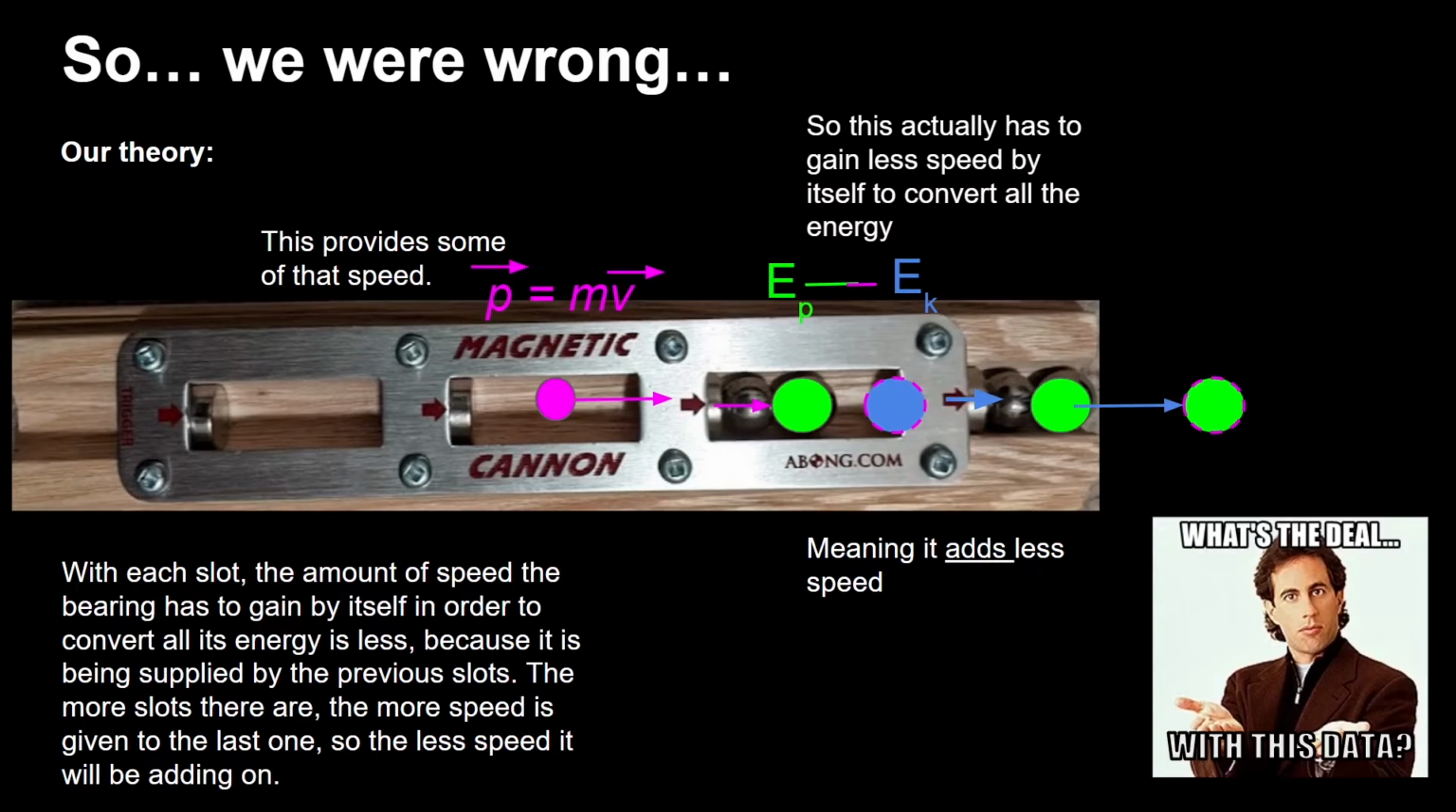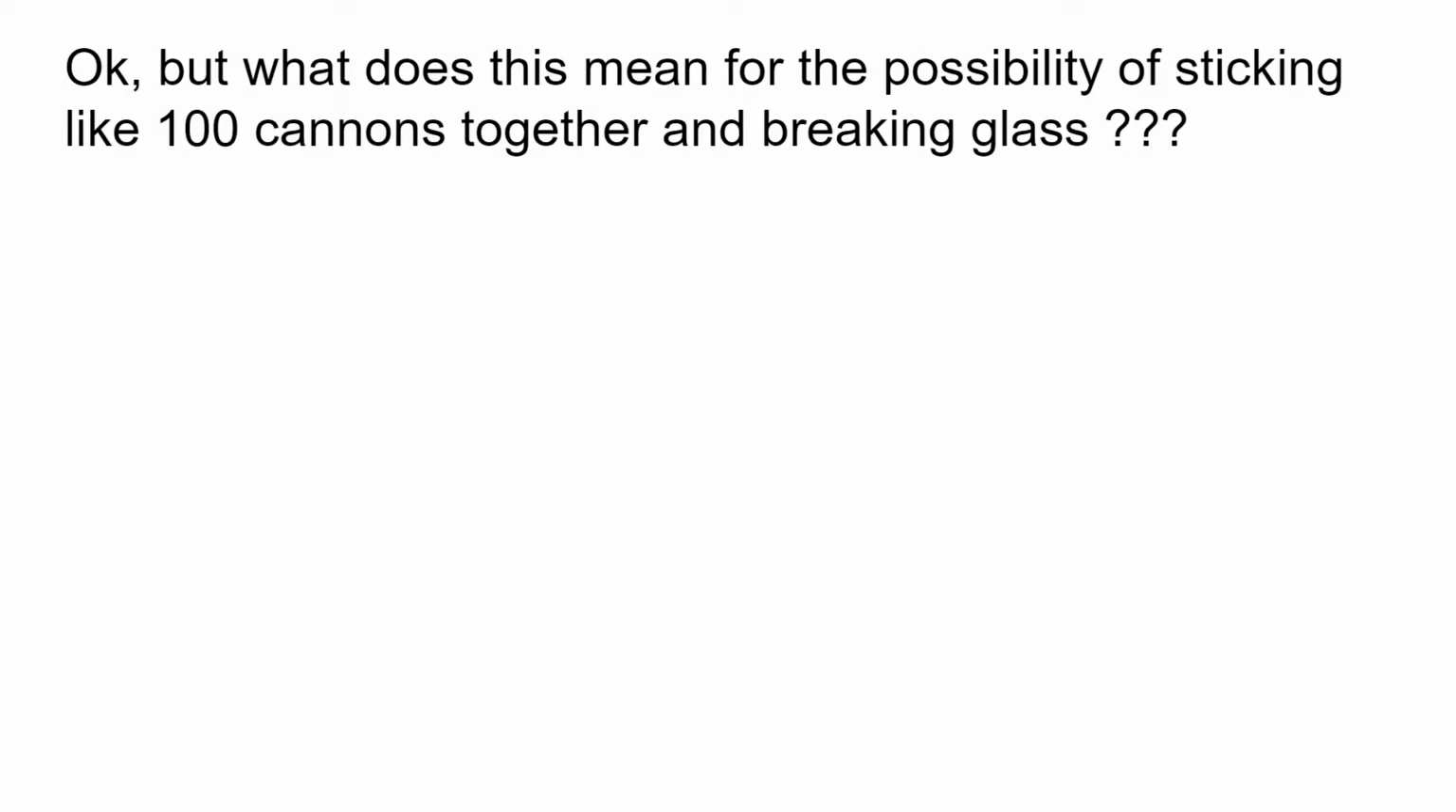So as we increase the number of slots, the amount of speed that is added in each slot decreases because the speed it actually needs to convert its energy is being supplied by the previous slots. And that's why, as we saw in our data, with each magnetic slot that we added, the amount of additional velocity that was supplied decreased, because each time the balls had to move less quickly in order to compensate for the speed required to convert their energy.